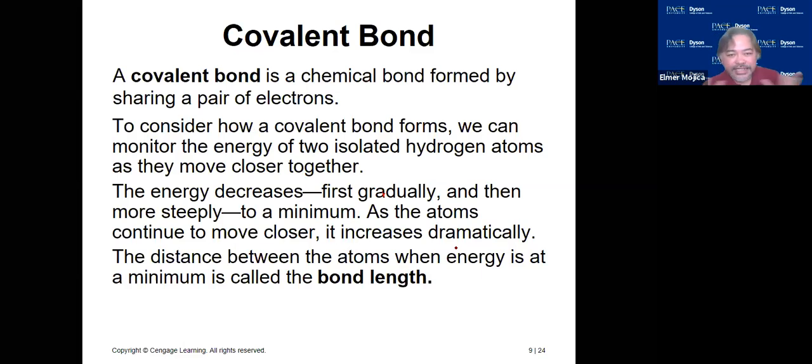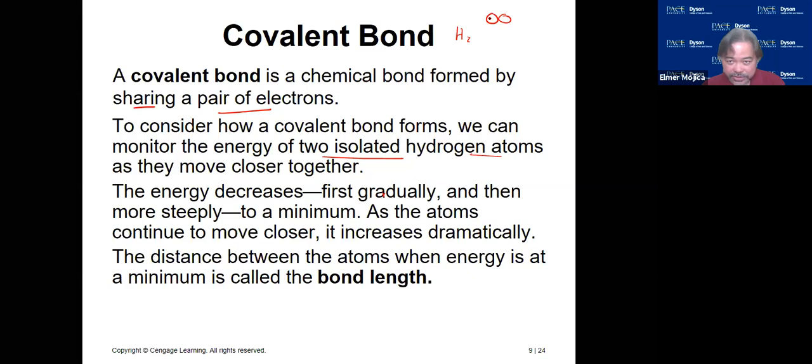Now, we're done with the ionic bond. So let's go on to the other bond. A covalent bond is a chemical bond formed by sharing a pair of electrons. To consider how this covalent bond forms, we can monitor the energy of two isolated hydrogen atoms as they move closer together. So you have H2.